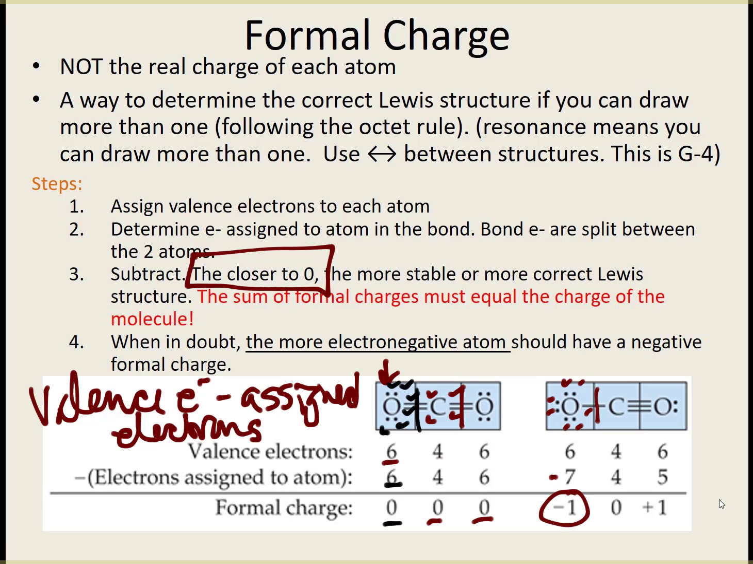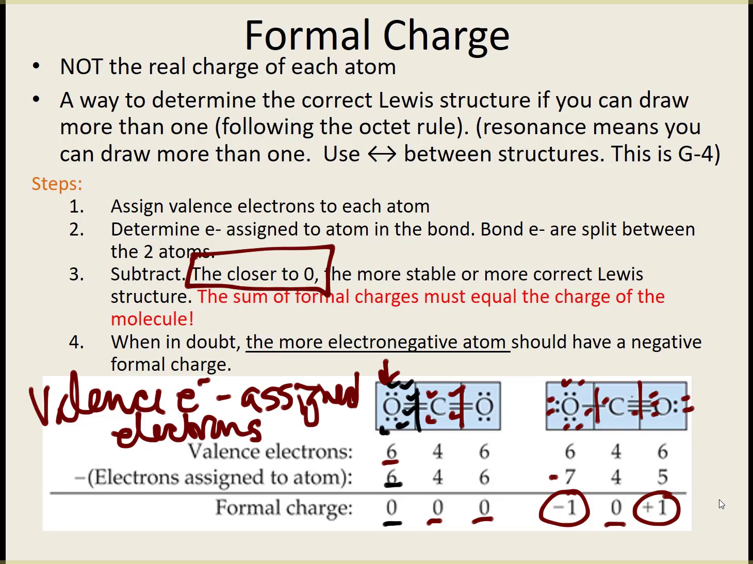And then for the carbon, cut those bonds in half, and I can count 1, 2, 3, 4, and 4 minus 4 is 0. And then on this second oxygen, it only has 2 of its own electrons, and the rest are in the bond. So 1, 2, 3, 4, 5. So 6 minus 5, I get a +1.